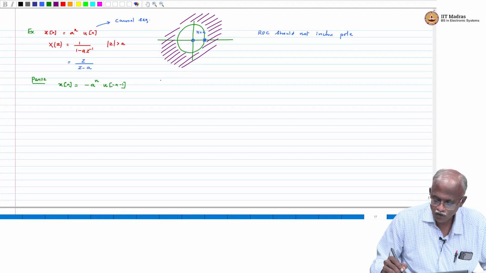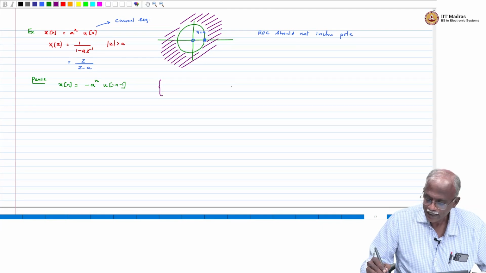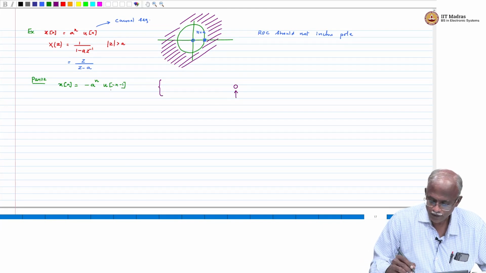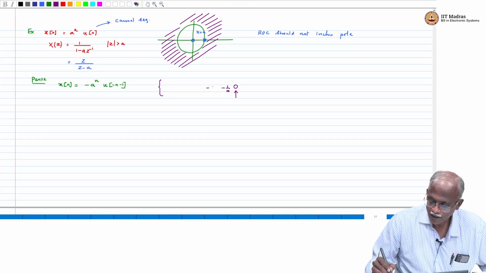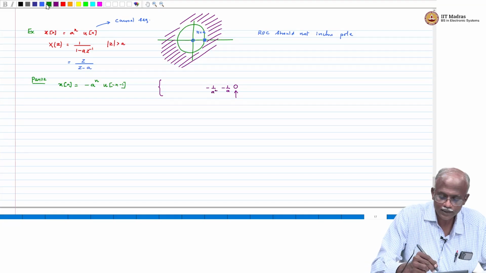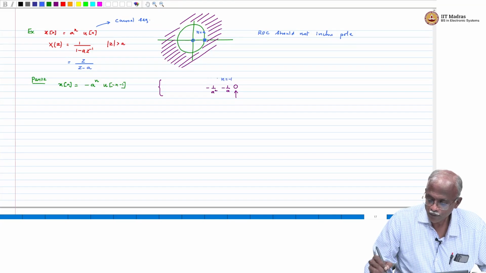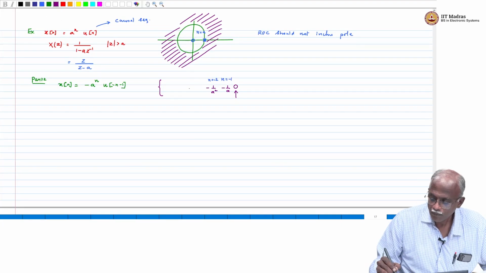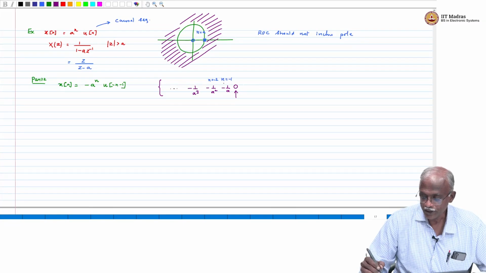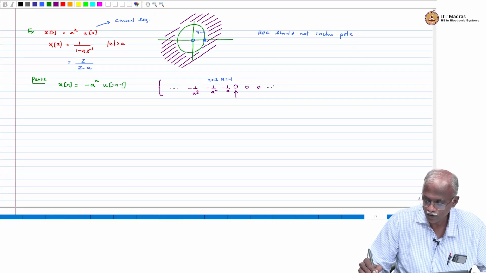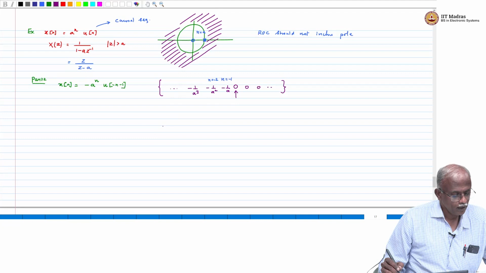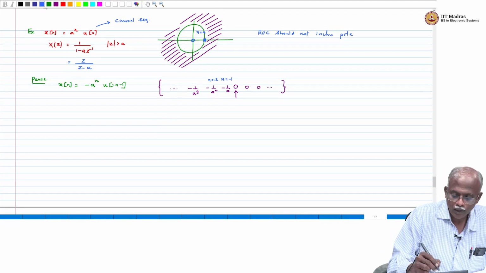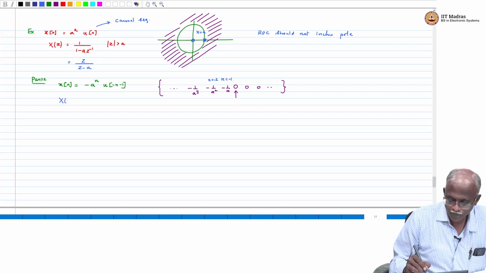Okay, this is a non-causal sequence. n equal to 0 is 0, then the first term is minus 1 by a, minus 1 by a squared. This is corresponding to n equal to minus 1, n equal to minus 2, and minus 1 by a cubed, and so on. So, basically it is an exponential in this direction. On the right hand side, it is all zeros. Okay.